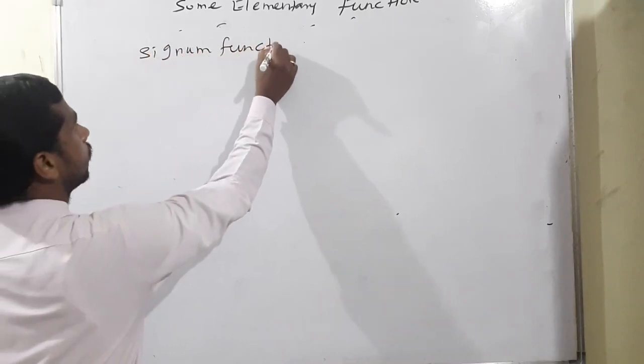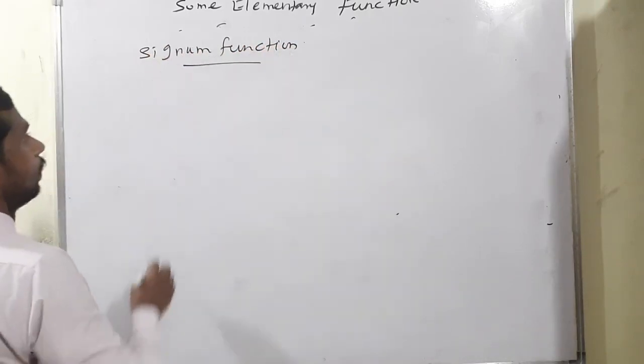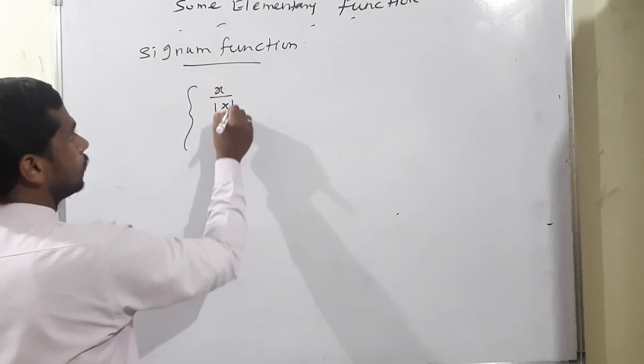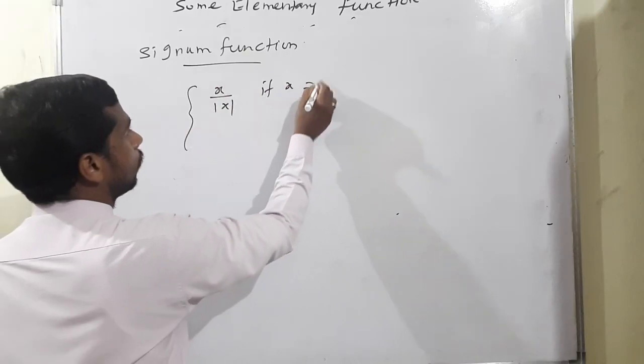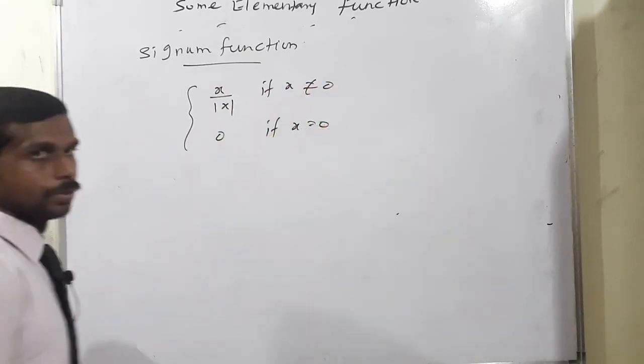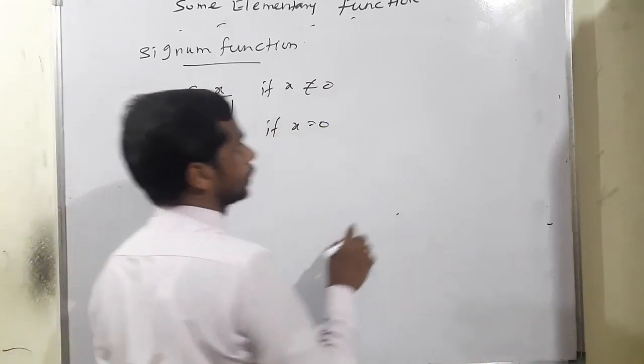Signum function. The term we can write in two different ways: x divided by modulus x, if x is not equal to 0. The value x equal to 0 is definitely excluded here. This is one of the conditions. So, x divided by modulus x, for example.